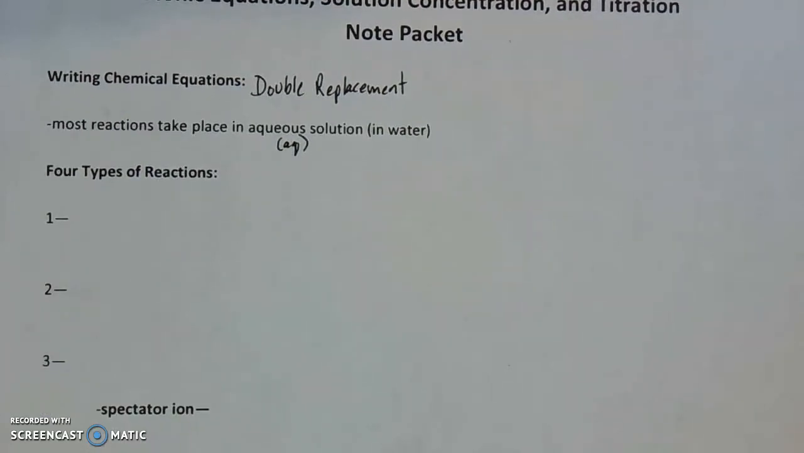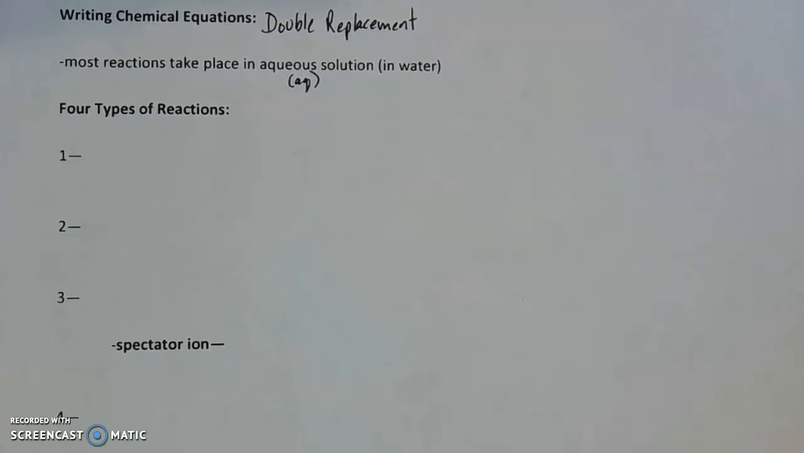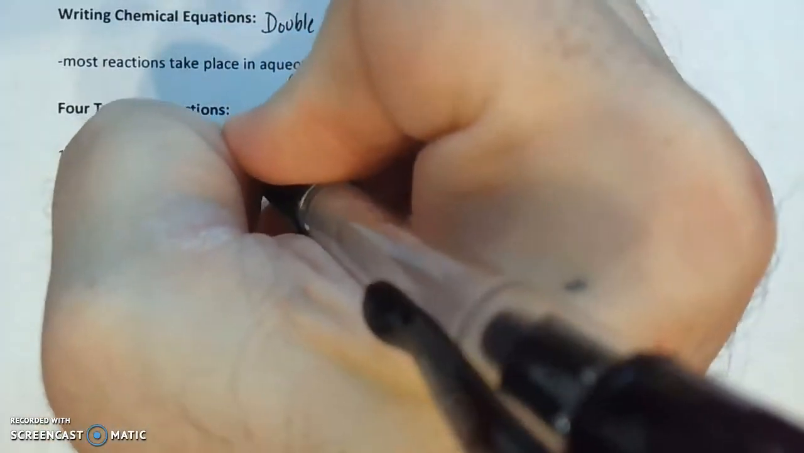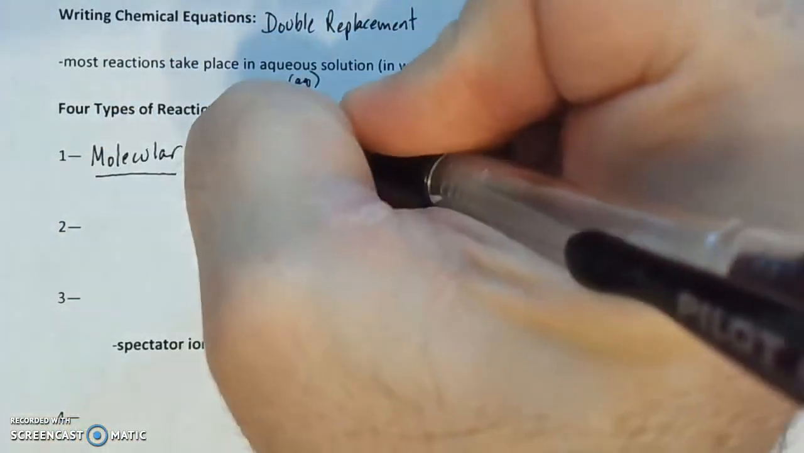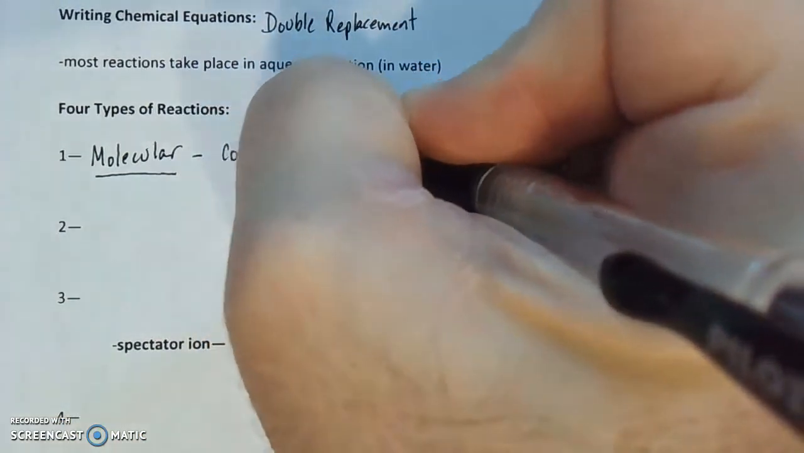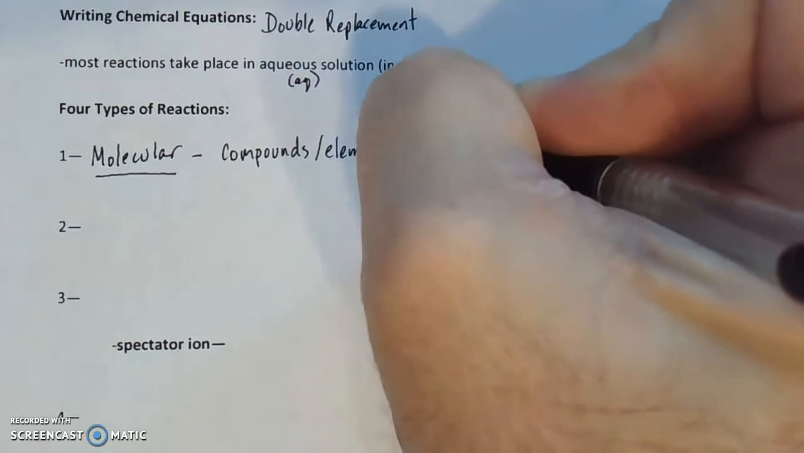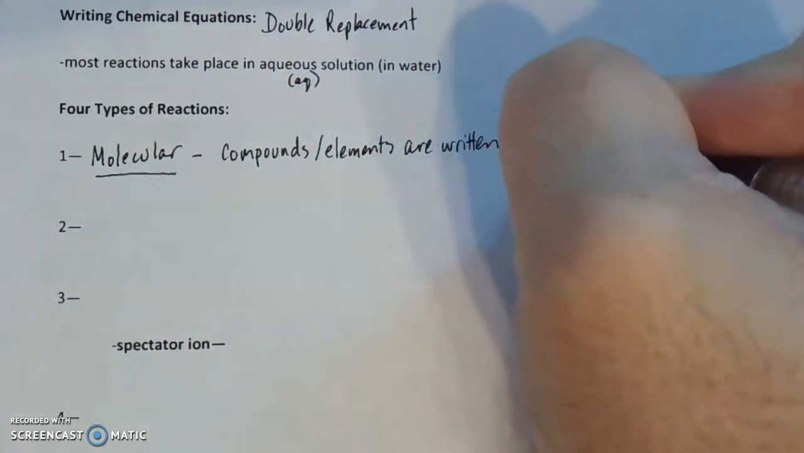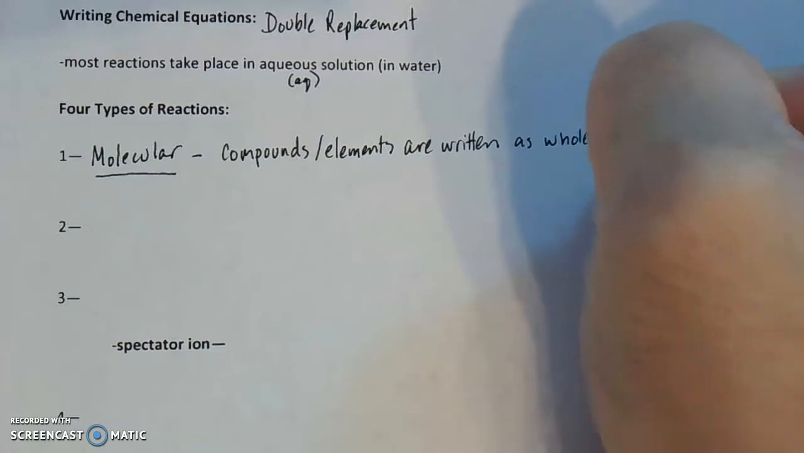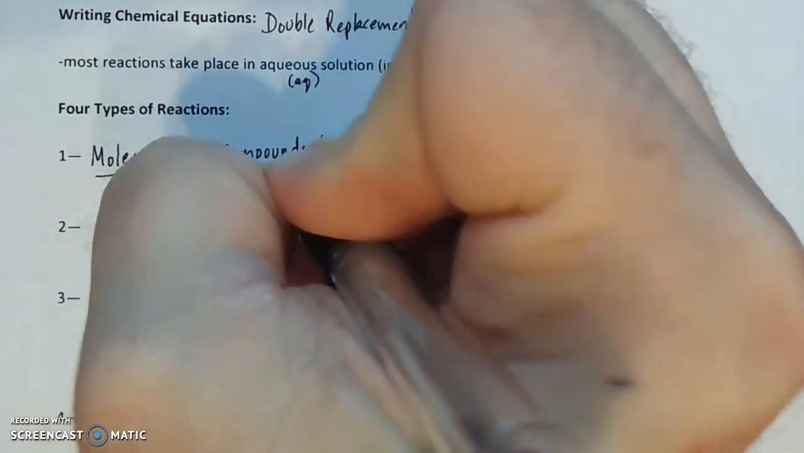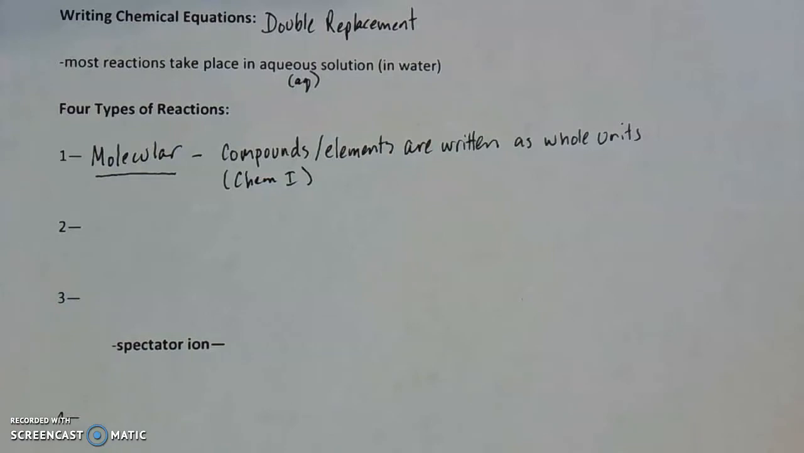for some extra practice. So when we look at reactions, we're actually going to define four types of reactions. The first one is a molecular reaction. In this one, the compounds or elements are written as whole units. So this is basically what you learned in Chem 1. Whenever we balanced chemical equations and predicted different reactions, they were all molecular. So you write them as a whole unit.